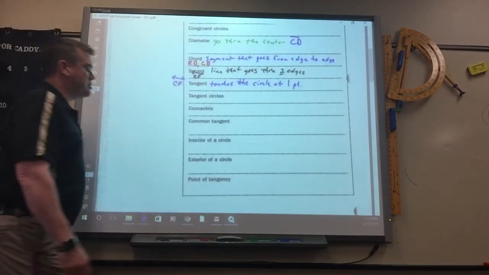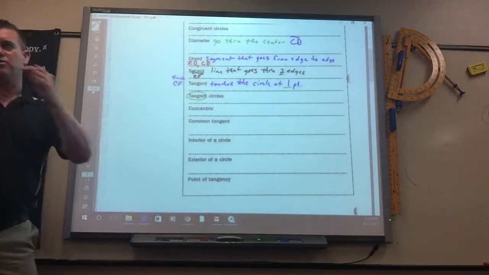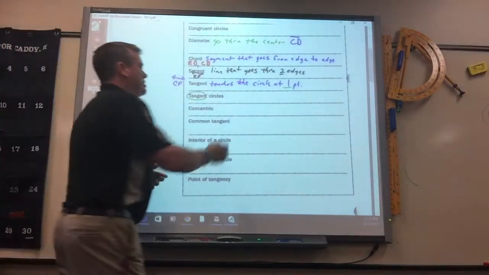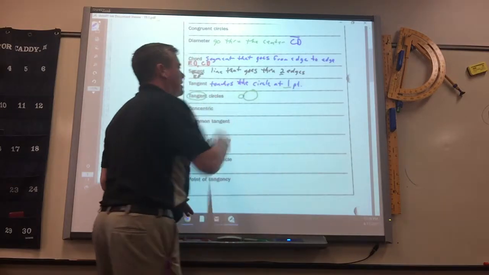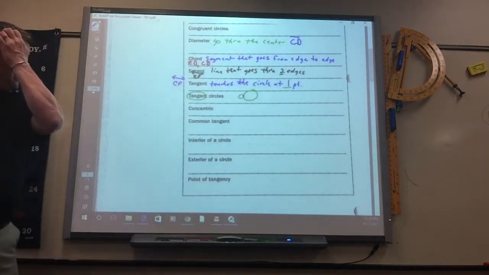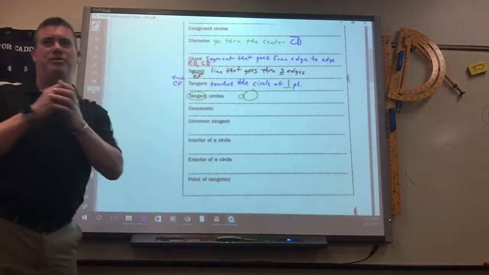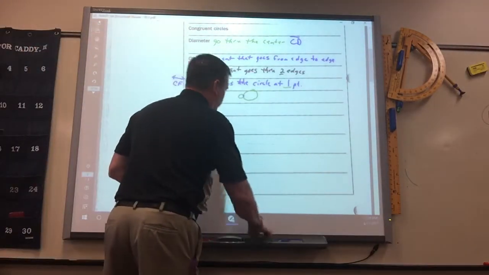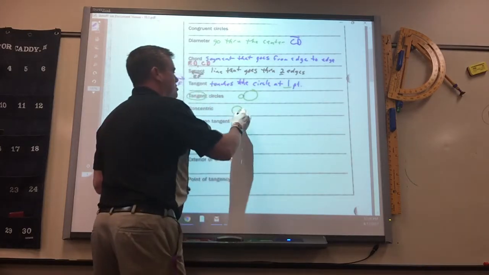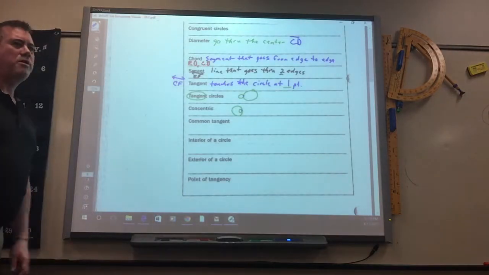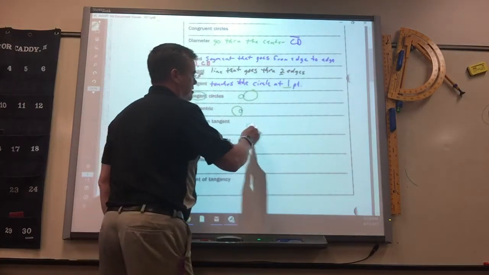Okay. Tangent circles. A tangent line touches at one point, so tangent circles touch each other at one point. So if you have two circles and they touch at one point, they're considered tangent. Concentric is kind of the same thing as tangent, except they're inside each other. So you would have something like that. They touch right there. Concentric is inside.